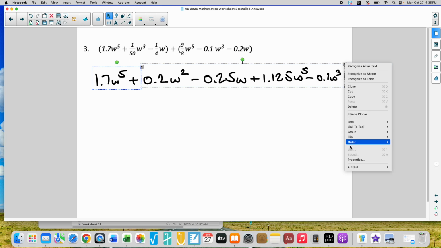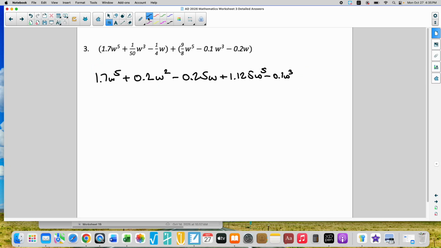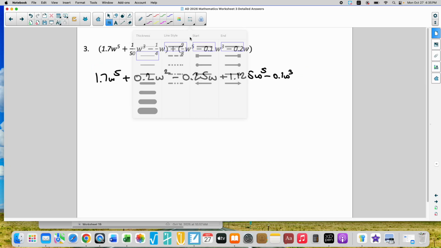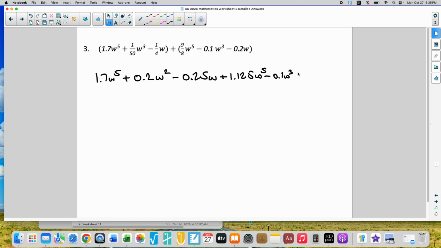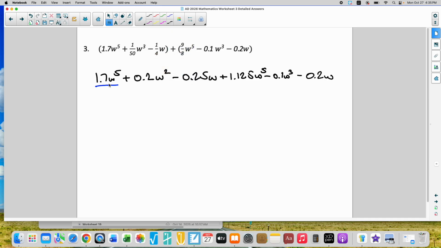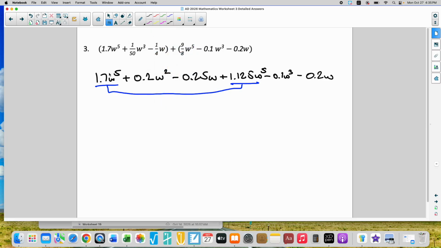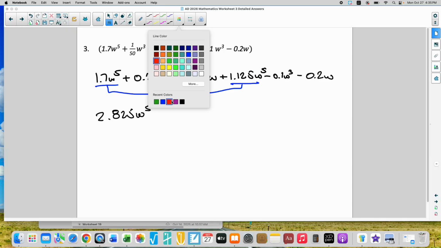Let's make this all a little bit smaller. Let's group it. Make it a little bit smaller so we can write. Minus 0.1 w minus 0.2 w. Let's do blue. Let's mark them up. So w to the fifth, good. Let's combine their coefficients. That is going to give me 2.825 w to the fifth.